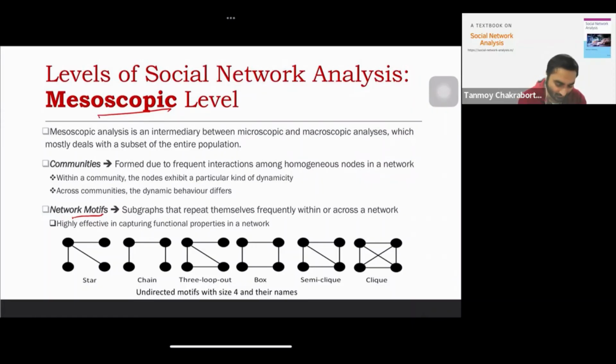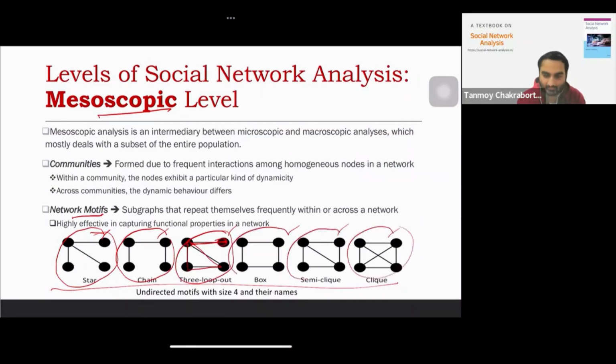For example, if I ask what the possible network motifs are with 4 nodes, you see here that with 4 nodes, you can come up with all these different structures, all these 6 structures, right? One looks like this, which is a star. Other looks like this, which is a chain. This is called a 3 loop out, because you see a loop here with 3 nodes, and other edges out of this loop. This is called box. This is semi-clique, and this is clique.